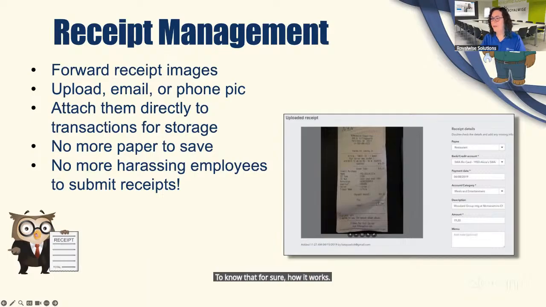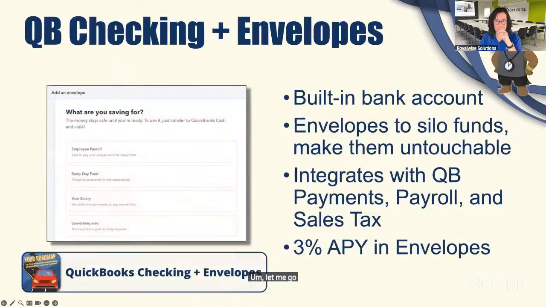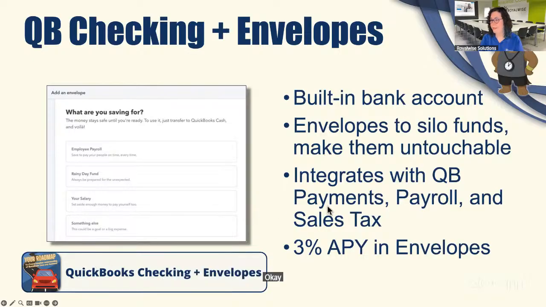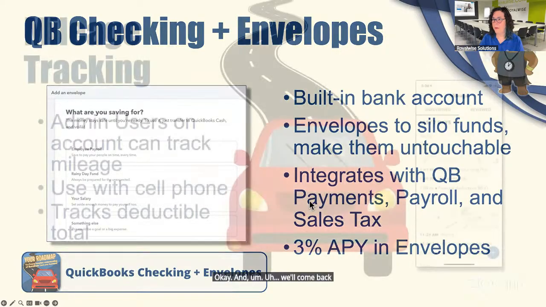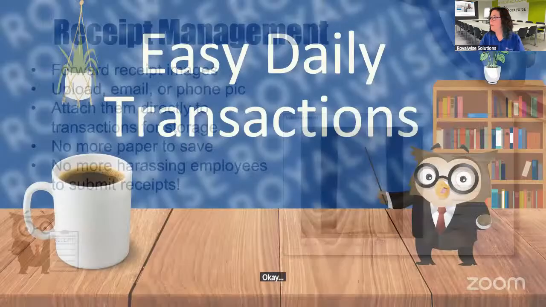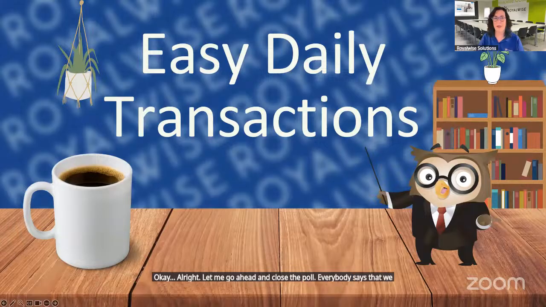Meryl's asking how many envelopes can somebody have with QuickBooks payments? Let me go back over to that slide. I think it's 10 envelopes. You can have up to 10 different envelopes. Okay. And we'll come back to that one later on. All right. Let me go ahead and close the poll. Everybody says that we are just right.